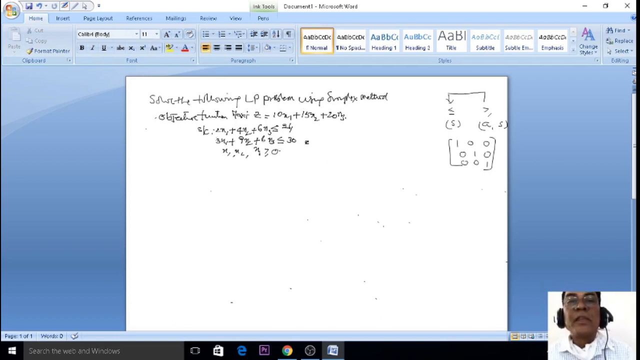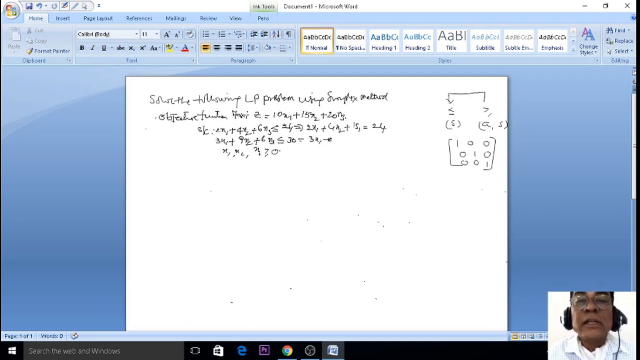Step number 1: inequality equation. How to convert the inequality equation to an equal equation? The problem is given as less than or equal to. For less than or equal to, it is better to introduce a slack variable. So that is 2x1 plus 4x2 plus 6x3 plus 1s1 equal to 24. Finish. Now go to the second equation.